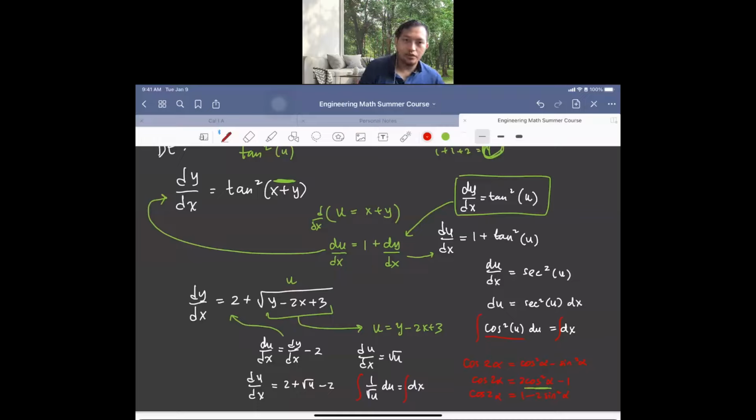So basically, substitutions. You are going to substitute either x or y. One of them. Take another variable, and then make that variable become the new one that you are going to integrate at the end.